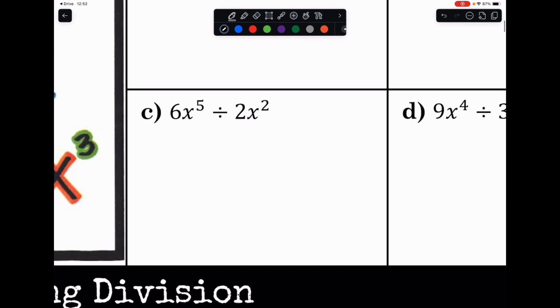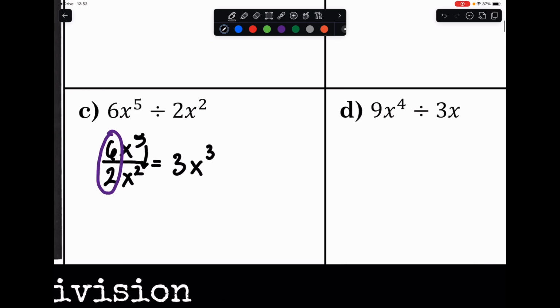Now for this example right here, let me rewrite this in this format. We have 6x to the fifth power divided by 2x to the second. So we'll divide the coefficients like normal. So that will be 6 divided by 2, which is a total of 3. And our exponent on the variable x is going to be the difference between these two values. So 5 minus 2, that's 3.